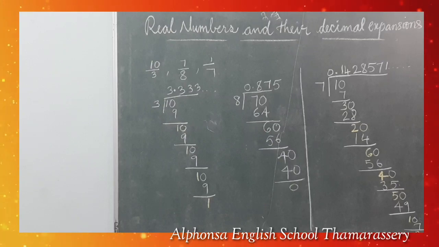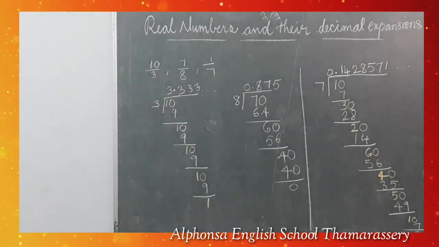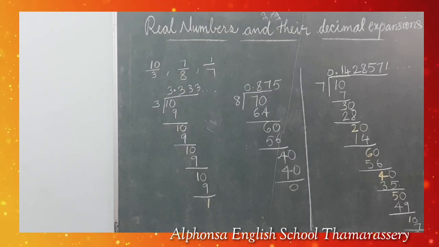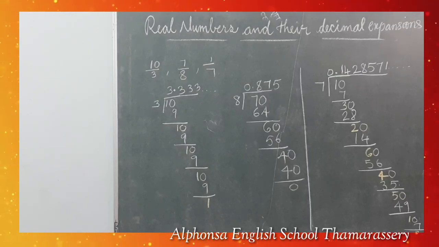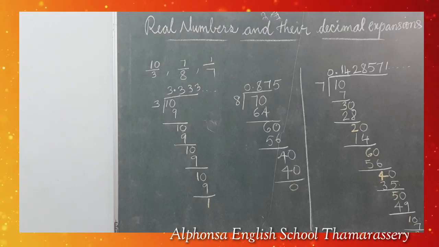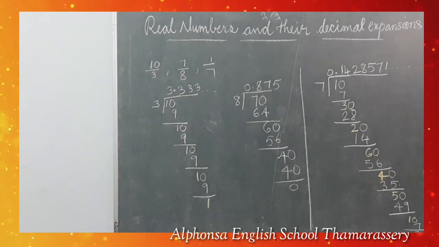And the second one is, if the remainders repeat, then we get a repeating block of digits in the quotient. Look at the first case and the last case. Remainders are repeating. That time we are getting the repeating block of digits in the quotient. In 10 by 3, 3 repeats in the quotient. And for 1 by 7, we get the repeating block 1, 4, 2, 8, 5, 7 in the quotient.